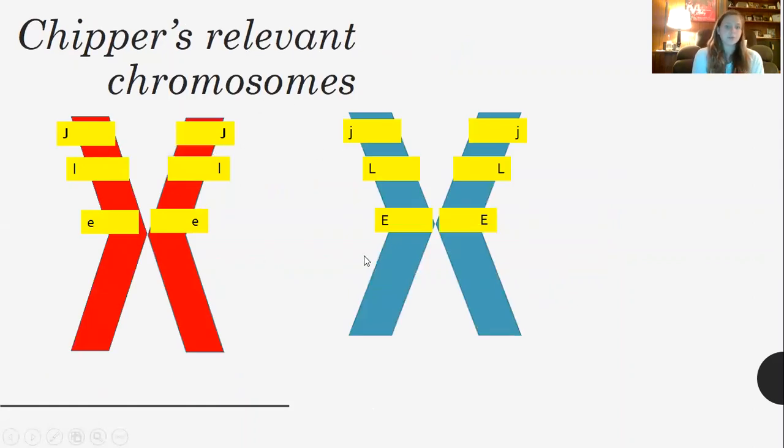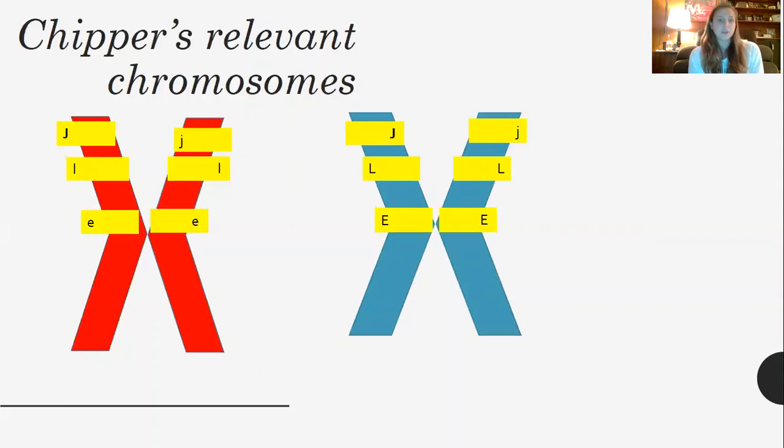Chipper's relevant chromosomes are seen here. He gets one from each parent, and these are replicated chromosomes. Now, when the homologous pair comes together during metaphase 1 of meiosis, crossing over can occur. See, for example here, these alleles may switch places, and this is called a single crossover in region 1. A single crossover in region 2 would be a switch of the E alleles, while a double crossover would be a switch between the J and E alleles.